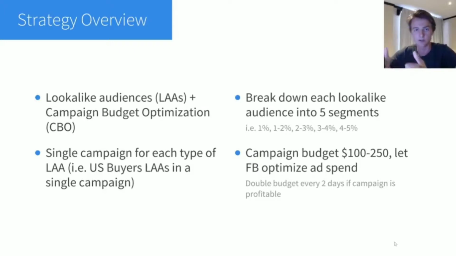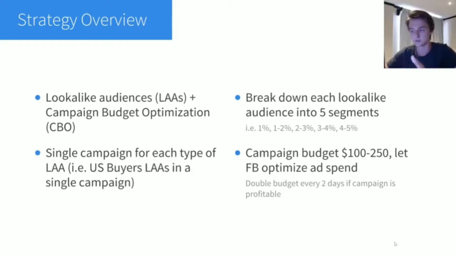And what this does is it avoids overlap, and you can test the different levels, and this is what the CBO is going to optimize towards, testing these different levels of lookalike audiences. And yeah, you don't have to do 1%, 1 to 2%. You can also do 2% increments. So you could do 2%, 2 to 4, 4 to 6, 6 to 8, and 8 to 10 if you're targeting a country that has a smaller population and you want bigger audiences. But that's the general idea.